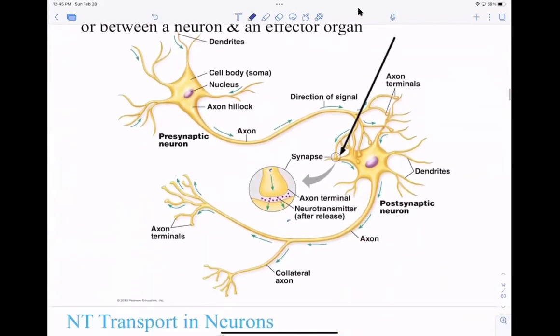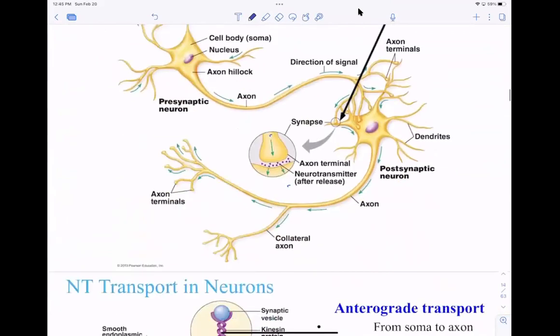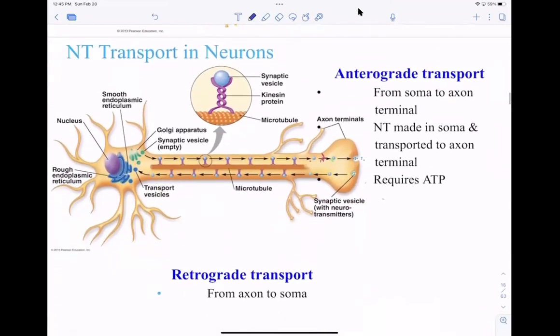A synapse, that's the site of chemical communication between a neuron and another neuron, or a neuron and an effector organ, again, which would be a skeletal muscle fiber, smooth muscle fiber, cardiac muscle fiber, or gland. These neurotransmitters are created in the soma of the neuron. In the nucleus, there's transcription and translation of proteins. They are then finished up in the rough endoplasmic reticulum, sent to the Golgi apparatus, which packages the neurotransmitters in a synaptic vesicle, and then sends that synaptic vesicle down to the axon terminal.